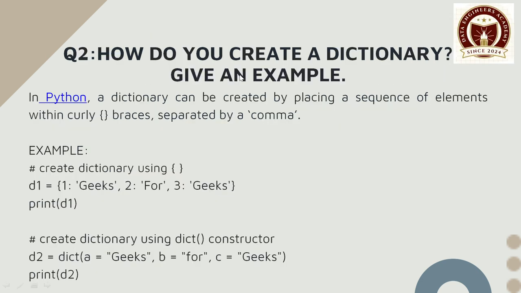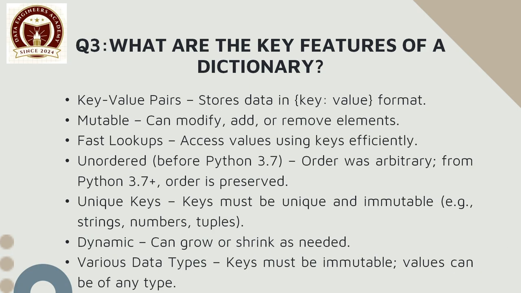How do you create a dictionary? Give an example. We can create a dictionary in two ways: by using curly braces, and by using the dict constructor, with items separated by commas. Here in the first example we are creating a dictionary using curly braces, and next we have used the dict constructor. Let us see the next question.